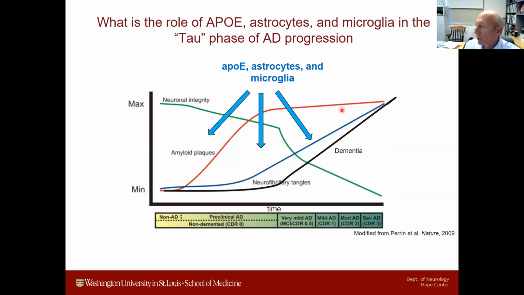Okay, so I'm gonna change gears for the last part of the talk and really focus on the second, I'll just call it the second phase of AD pathology, more when tau is moving into the neocortex. So one of the issues is, is it possible that APOE influences not just when amyloid starts to develop, but also, let's call it the tau phase of disease, when really neurodegeneration is kicking in, you're starting to lose neurons, losing synapses, and getting symptomatic? And if so, how does that occur?